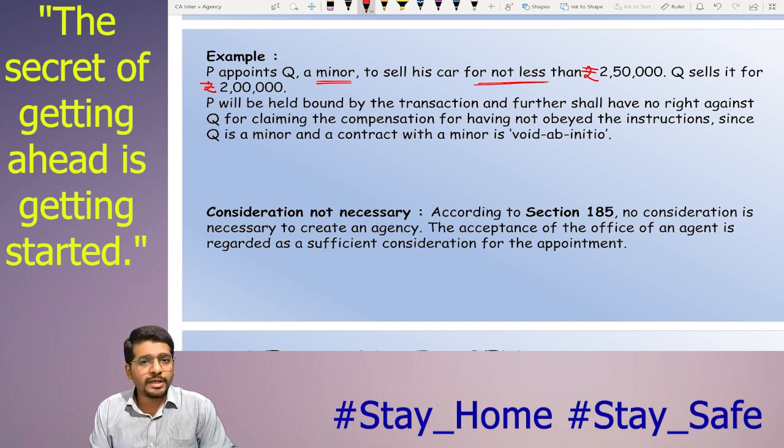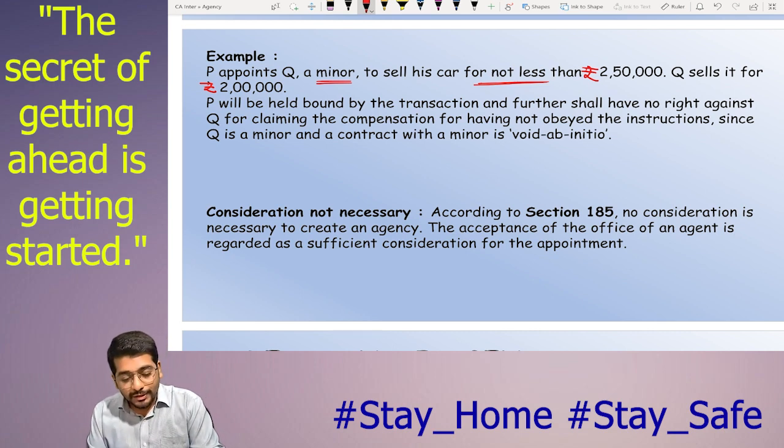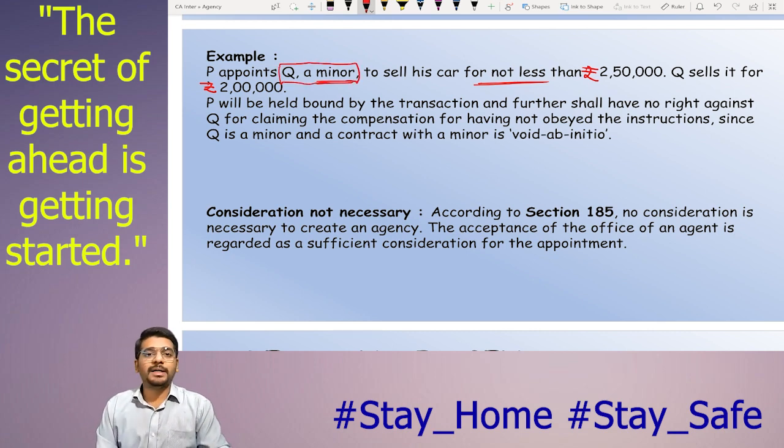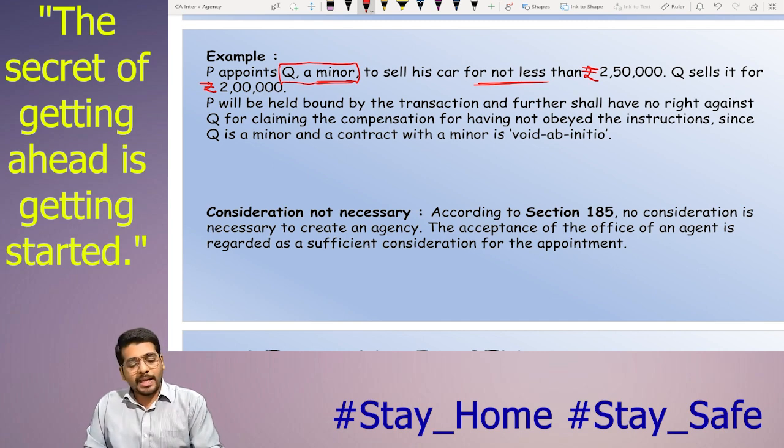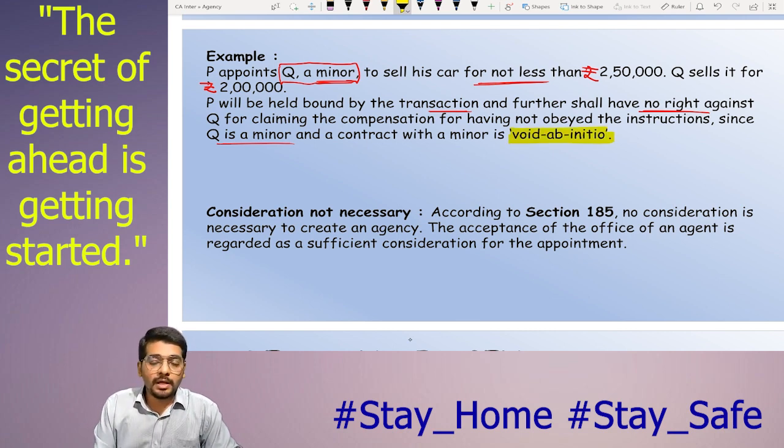Question is, is that possible, sir? Answer is no, sir, because Q is a minor, right? So P will be held bound by the transaction because P told Q to represent, and further shall have no right against Q for claiming any compensation for having not obeyed the orders or instructions given by P, right? Because Q is a minor and any contract with a minor is considered to be void ab initio. What is it considered to be? Void ab initio. Am I clear?